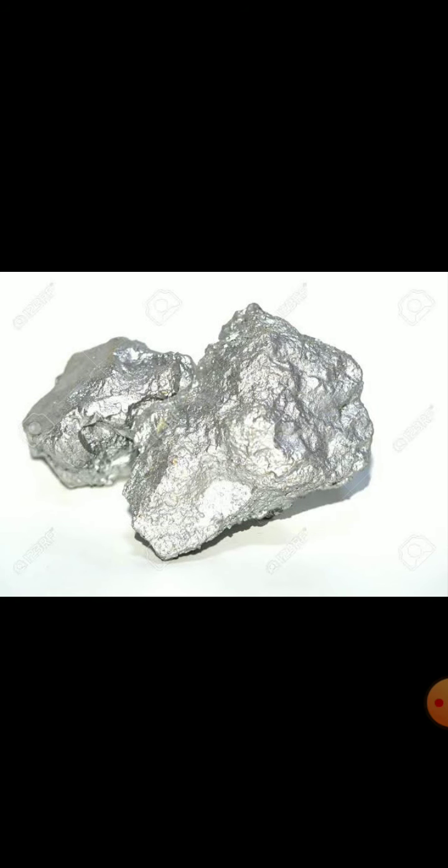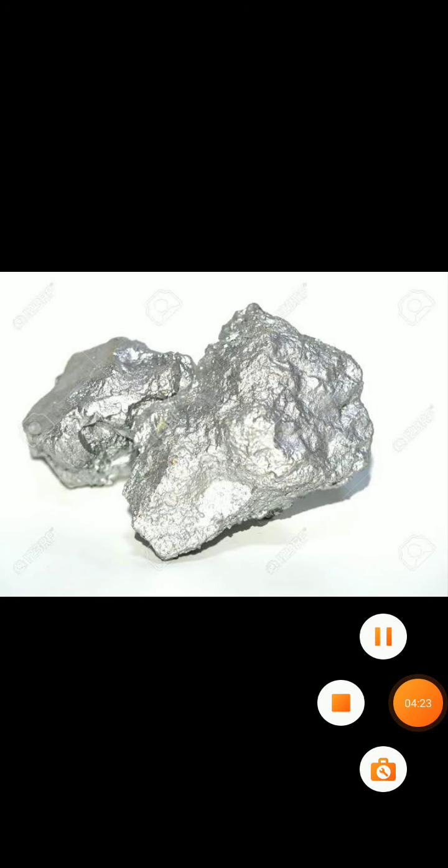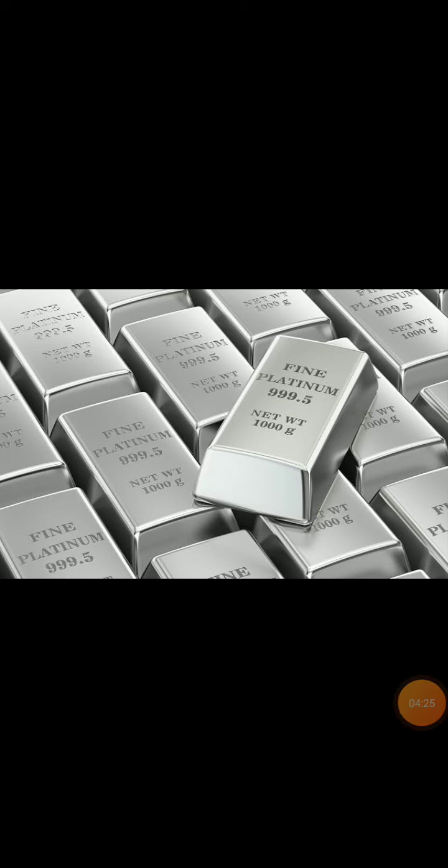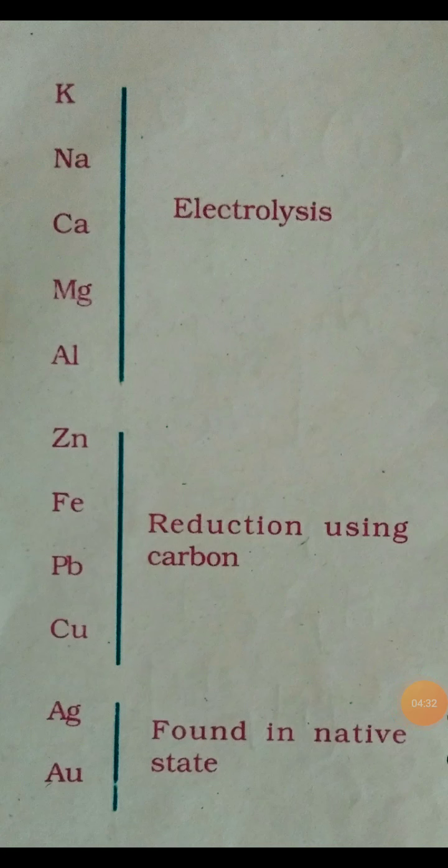So this way, gold is found in a free state. In the same way, silver is also found in a free state. Platinum is also found in a free state. Now let us again refer to the reactivity series. Which are the metals at the top of the series? They are potassium, sodium, calcium, magnesium, aluminium.